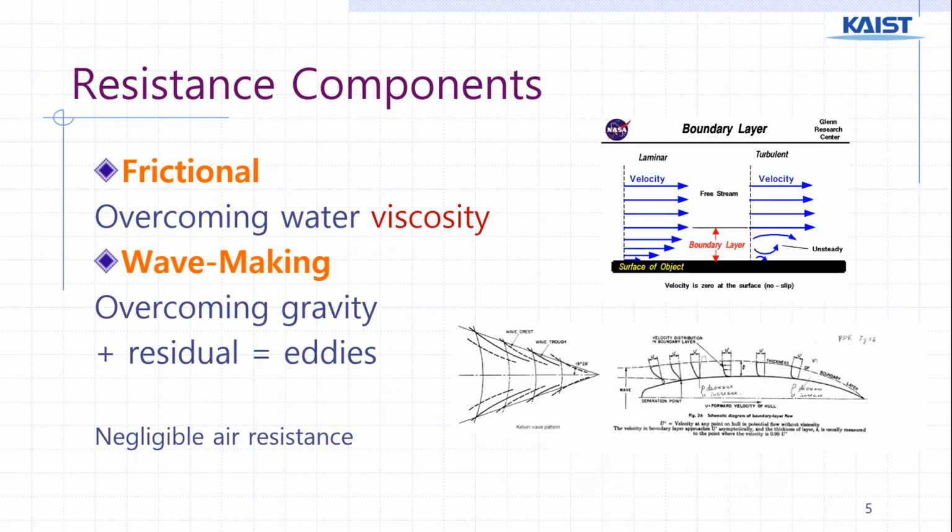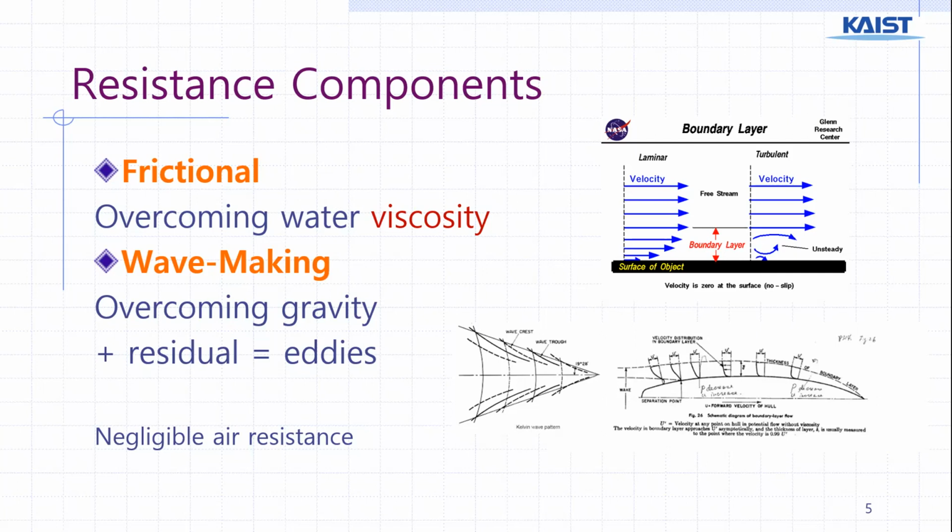So the big resistance components that we're looking at are two, which is frictional and wave making. Frictional refers to overcoming the water viscosity so that the ship can effectively move, and is more of the underwater part. And wave making is overcoming gravity. As you can see through the diagrams here on the top right, there's something called the boundary layer, which is an attached idea with the frictional resistance.